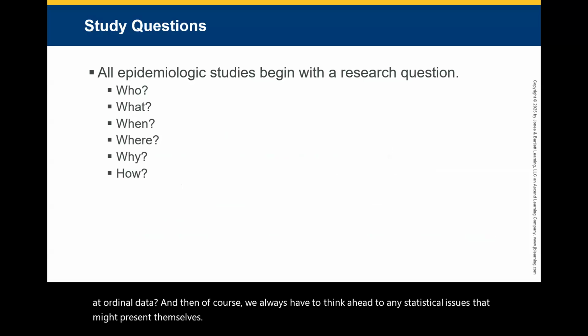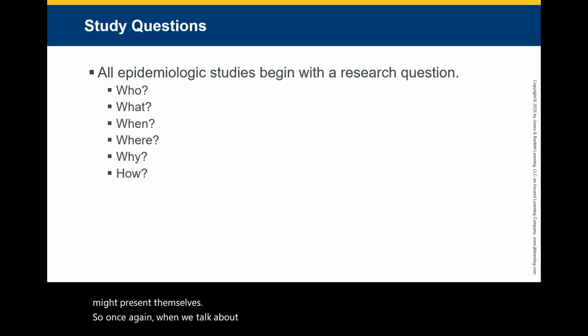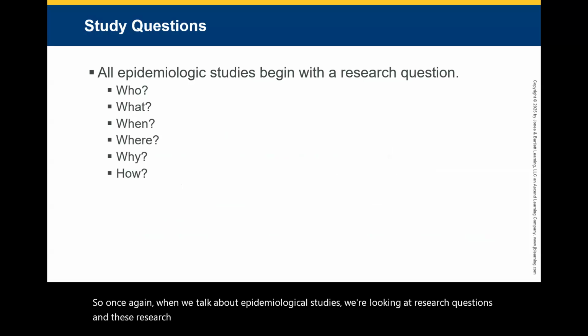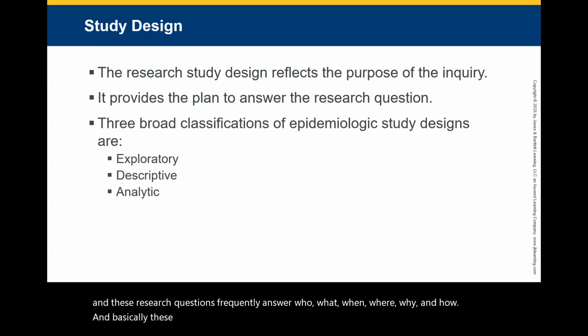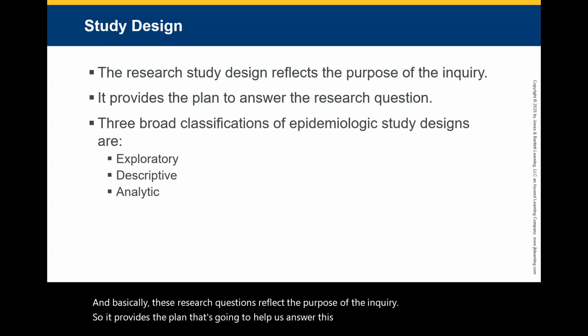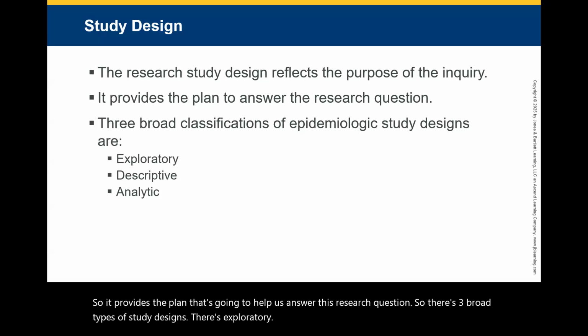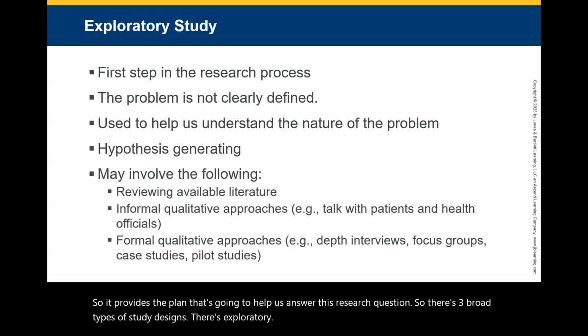So once again, when we talk about epidemiological studies, we're looking at research questions. And these research questions frequently answer who, what, when, where, why, and how. Basically, these research questions reflect the purpose of the inquiry. So it provides the plan that's going to help us answer this research question. There are 3 broad types of study designs: exploratory, descriptive, and analytic.